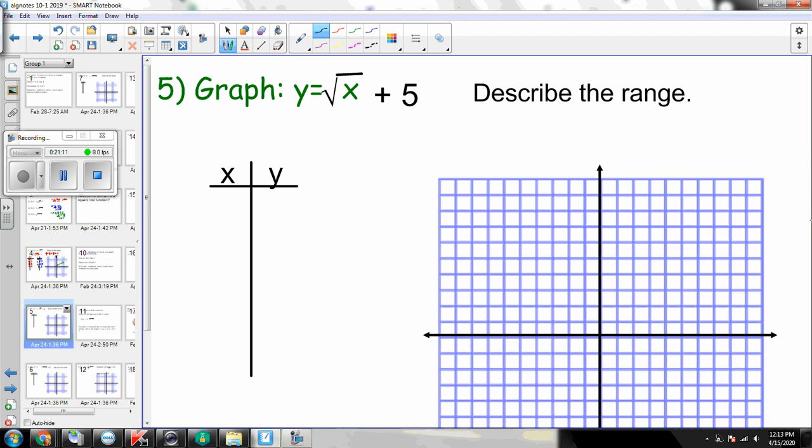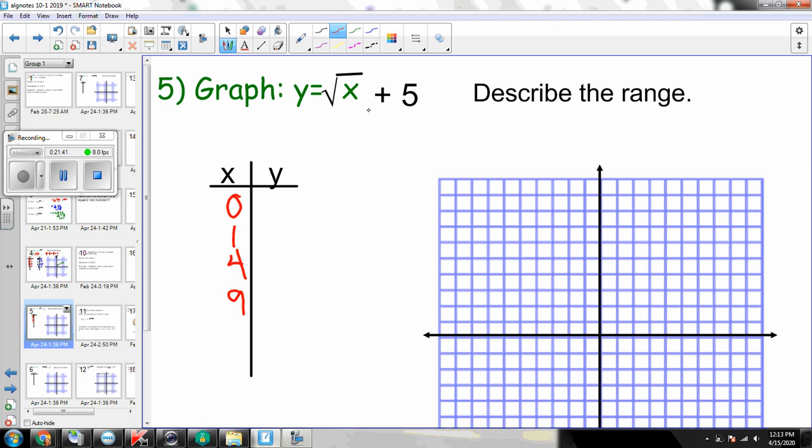All right, on number 5, I'm graphing y equals the square root of x plus 5. So I'm just going to put in 0, then 1. 1's a perfect square number. I'm going to skip 2 and 3 because they're decimals, and I'm going to go right to 4 and 9. I'm just going to use perfect square numbers. You could go 0, 1, 2, 3. It's just you'll get decimals for your y values, and that's fine. It'll be the same graph.